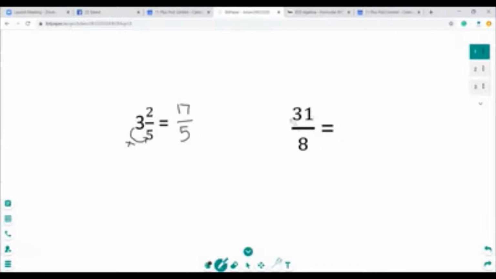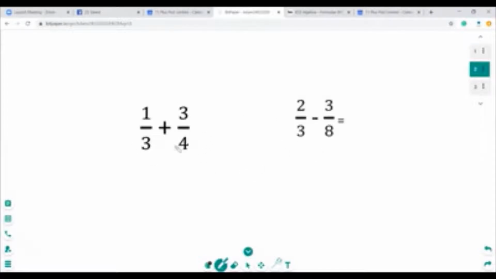Okay, and going in reverse, going from an improper fraction into a mixed number, which you need to do if you're going to give your answer in its simplest terms, we need to see how many times 8 will divide into 31. Counting up the 8 times table, 8, 16, 24. So it goes in 3 whole times, and we have 7 left over. So 31/8 as a mixed number would be 3 and 7/8.